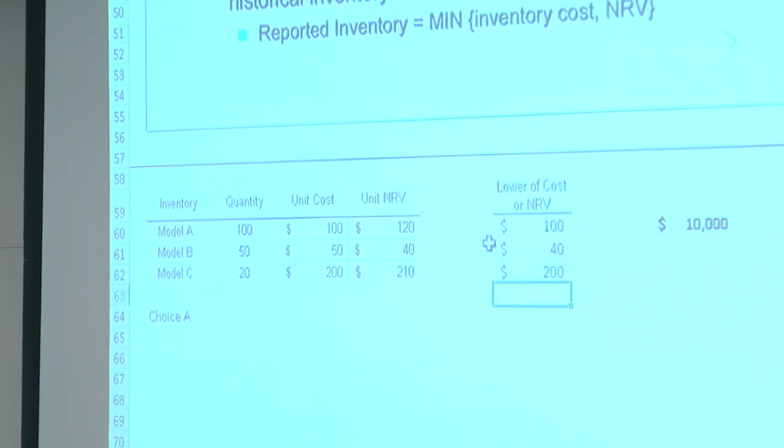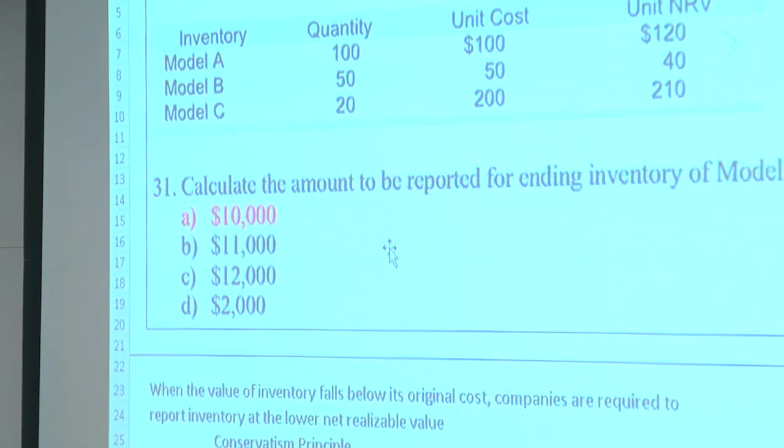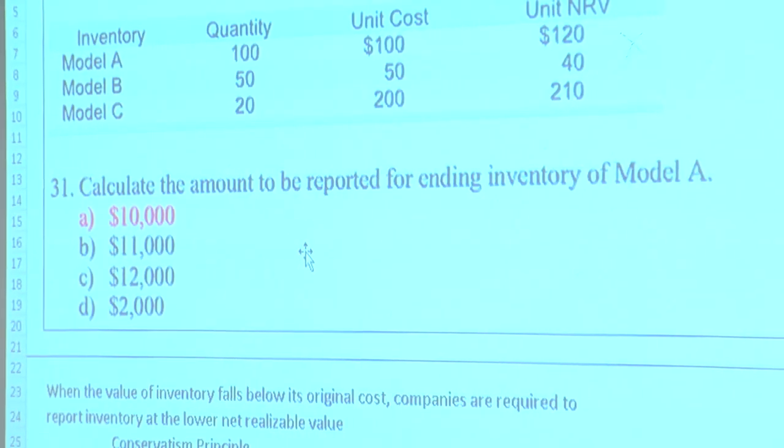So now we're going to be reporting inventory for model A at $100, and Model B at 40, and Model C at 200. So Model A quantity times the lower of cost or net realizable value gets you to $10,000, and that is choice A.